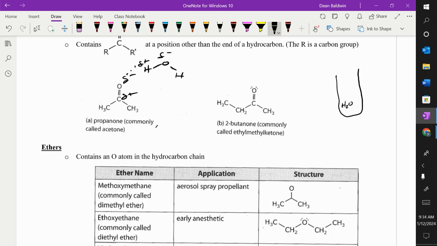It's also a solvent. You can pull stuff out of solutions due to the hydrogen bonding, and then evaporate off the acetone to be left with whatever you pulled out of solution. So it has a few uses.